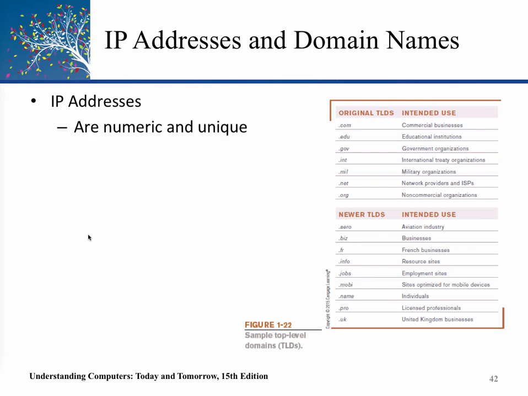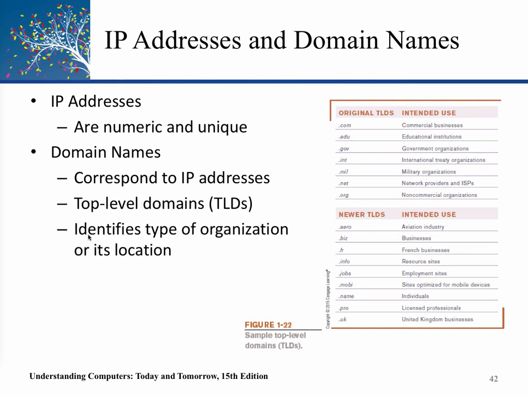Typically, your IP addresses are numeric and they are unique, so no two will have the same. Your domain names correspond to the IP addresses, and there are top-level domains, and these identify the type of organization or its location. So, for example, .com is a commercial business, .edu are educational institutions, and .gov are government organizations. These are the most widely known and used. And as you see in the image to the right, there are several others.